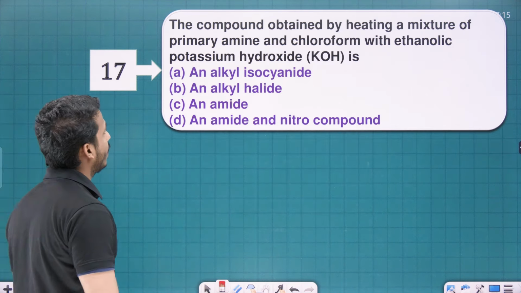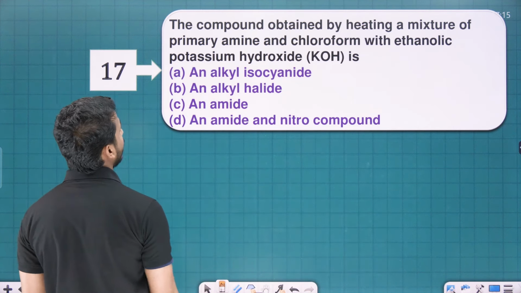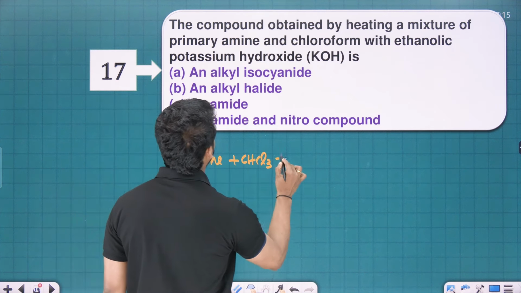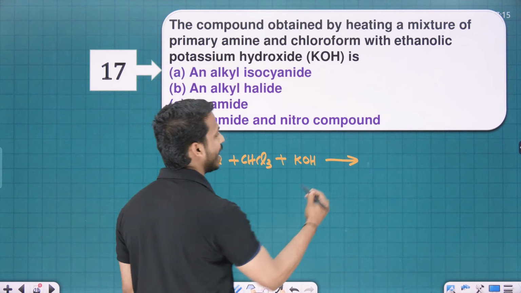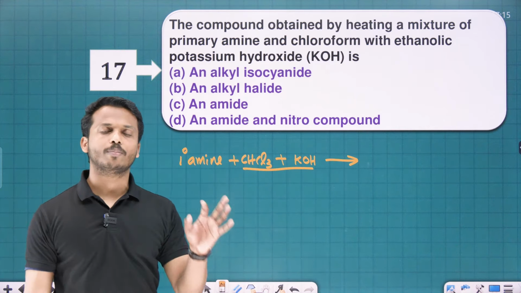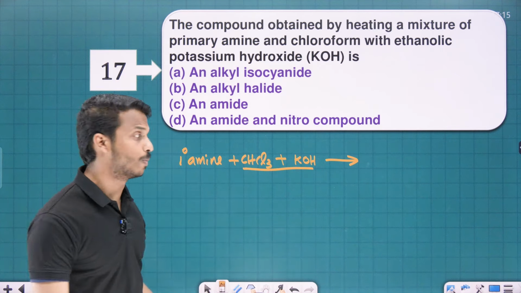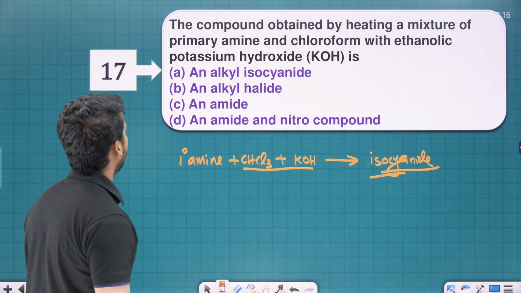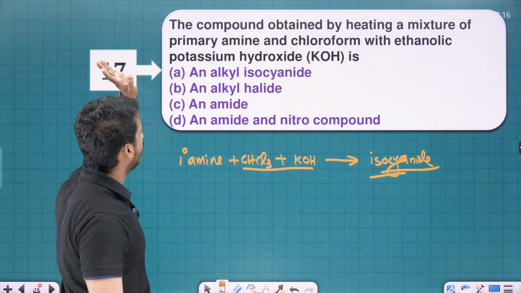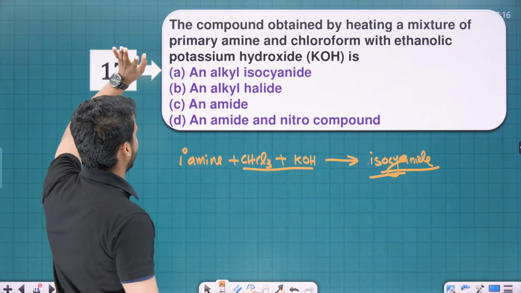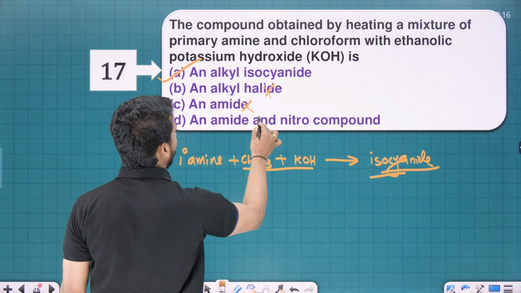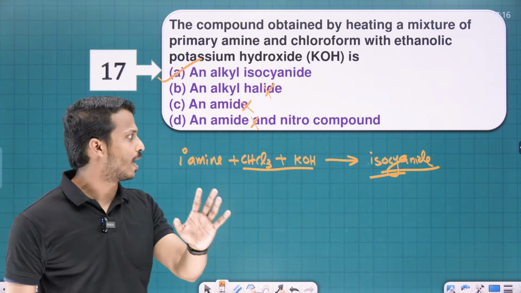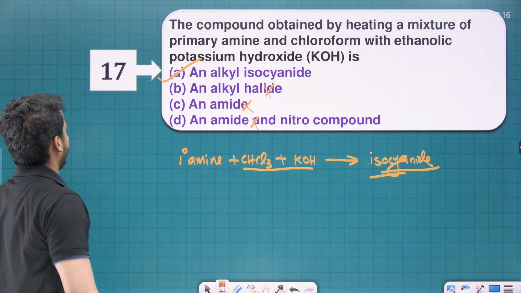The compound obtained by heating a mixture of a primary amine with chloroform and alcoholic KOH. Yes, what is this reaction? Chloroform and KOH means carbylamine reaction. Foul smell. What is the foul smell? Isocyanate. We get isocyanate, right? So they started from a primary amine. So what do we get? An alkyl isocyanate, right? Not halide, not amide. So when amines react with chloroform and KOH, we always get isocyanate as the product.